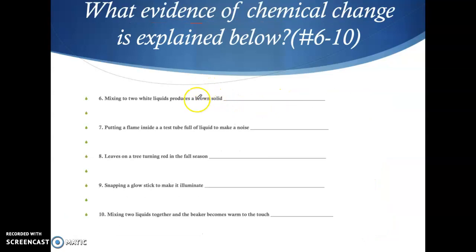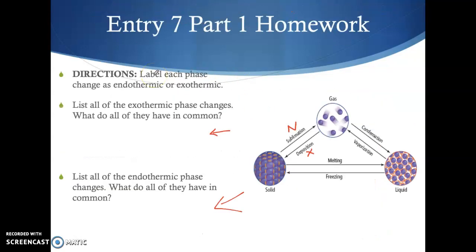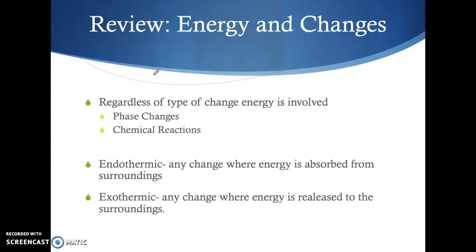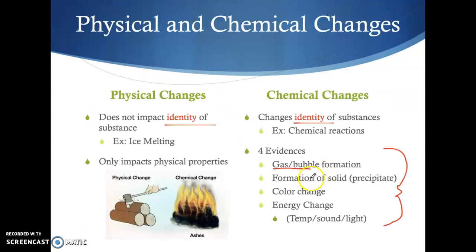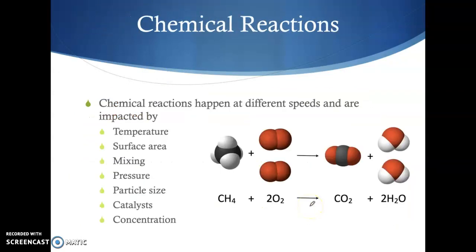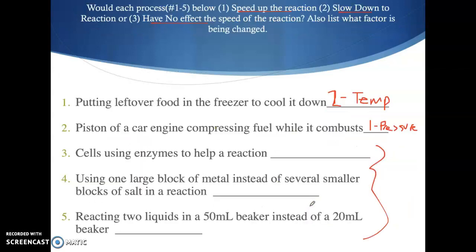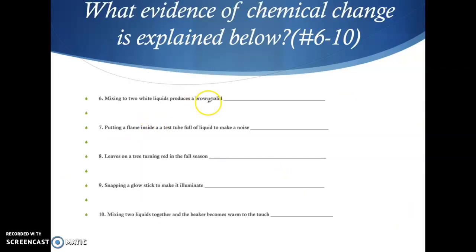Six through 10, what evidence of chemical change do I see? These are my 4 evidences listed here: gas, solid, color change, energy change. So if I look at these, I got mixing 2 liquids to produce a brown solid. You could put color change, or I would say solid forms. It's probably the best one, solid formation. Okay, so you're going to use the other ones each once, or maybe not at all.